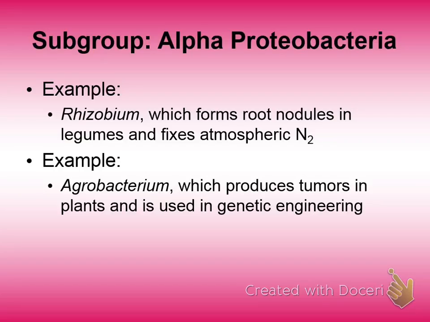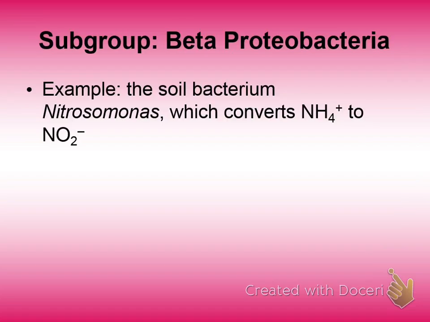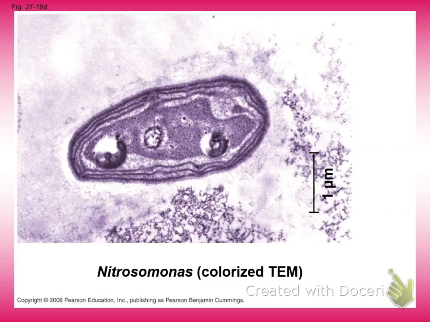We have the agrobacterium, which are used for making tumors in plants, and we also can use those for genetic engineering because they are plant material, but they're very fast growing, very quickly growing. The beta proteobacteria, these are soil bacteria. These convert nitrogen into other nitrogen processes, nitrates, and we can use those nitrates for our plants' growth.